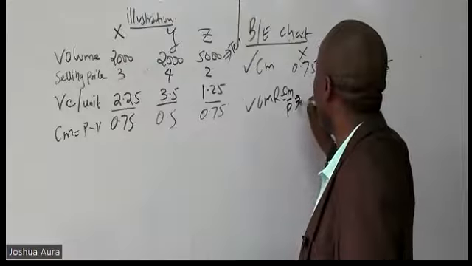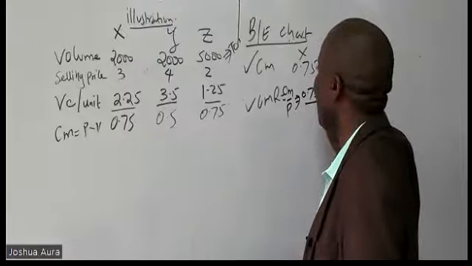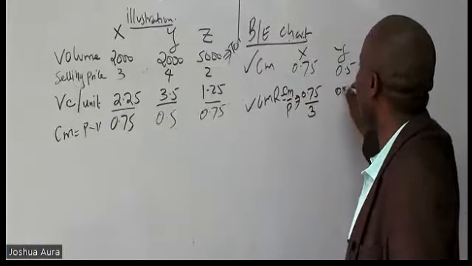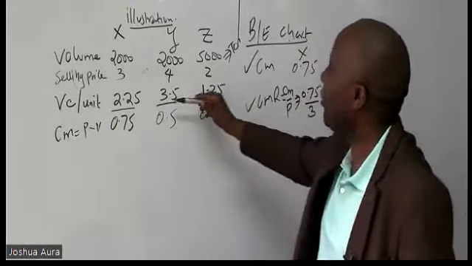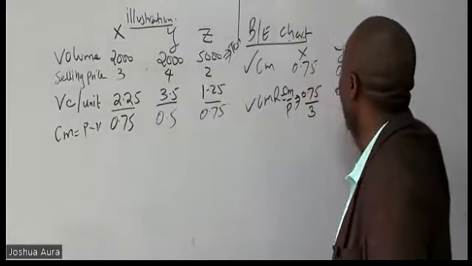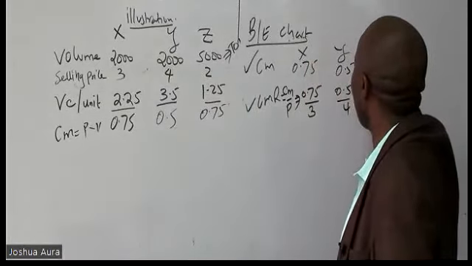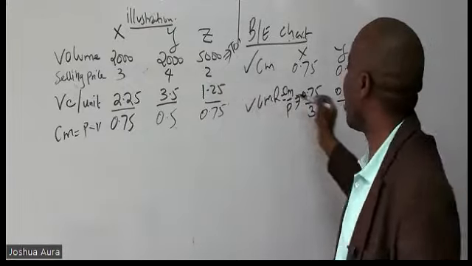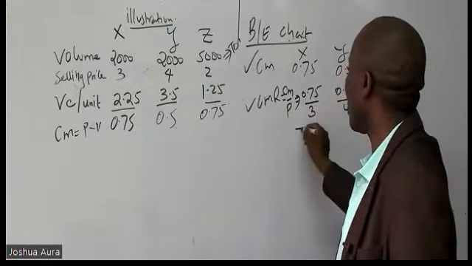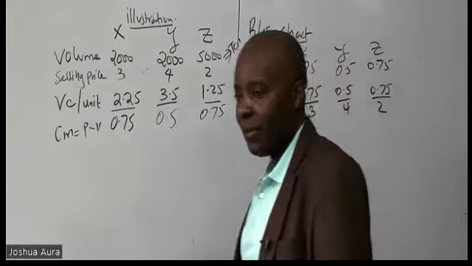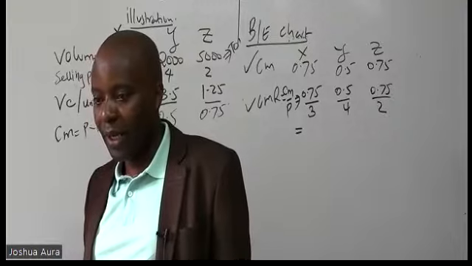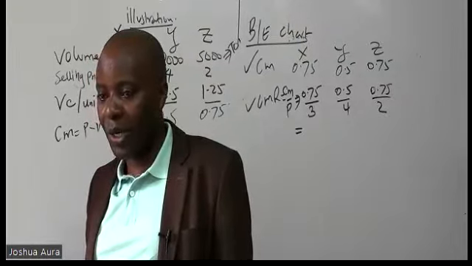So in that regard, this one here will be 0.75 divided by the price. The price is 3. This is 0.5 for Y divided by the price. The price here is 4. This is 0.75 divided by the corresponding selling price, which is 2. So could you kindly give me these figures very fast? Is there somebody who already has these contribution margin ratios?